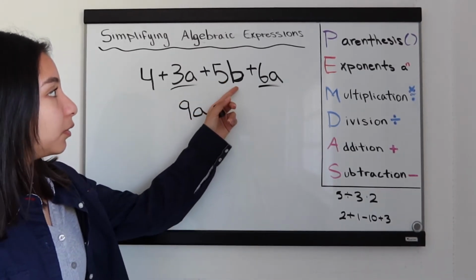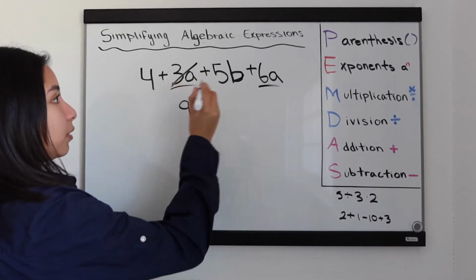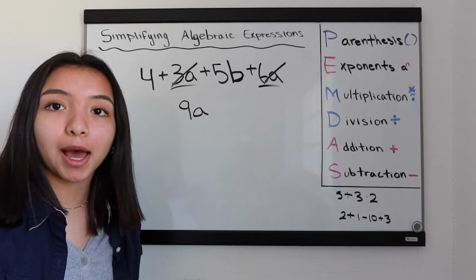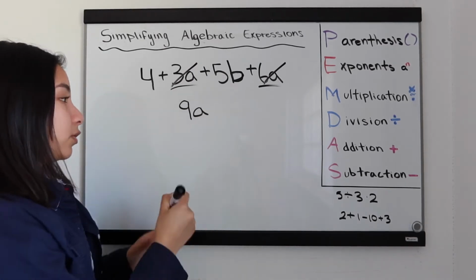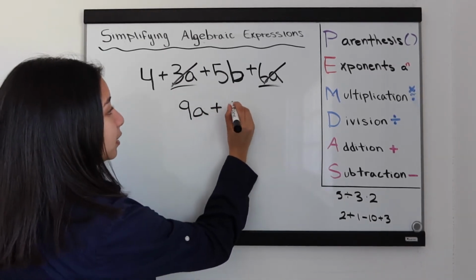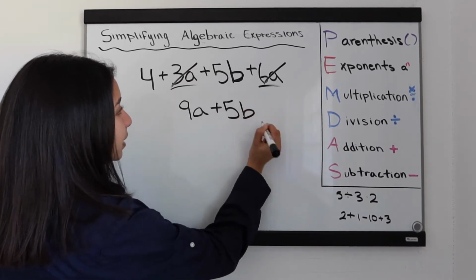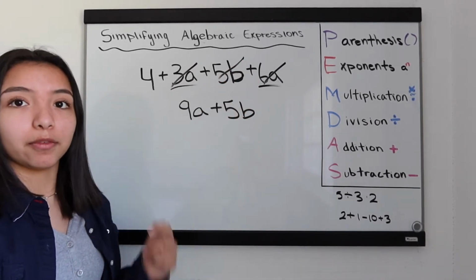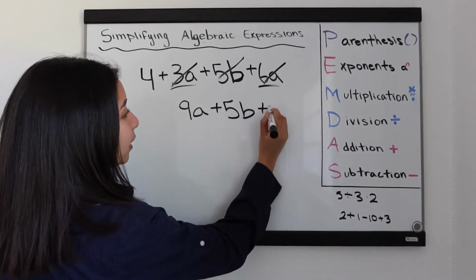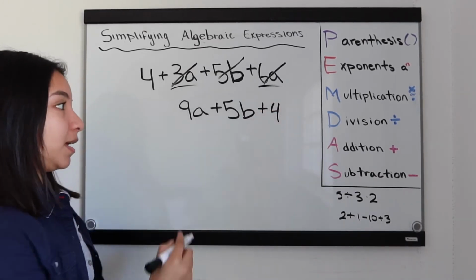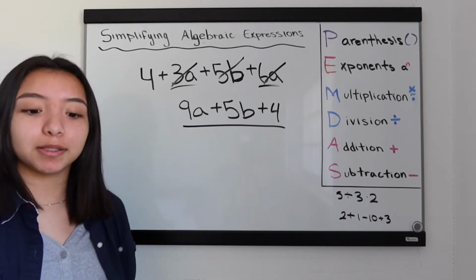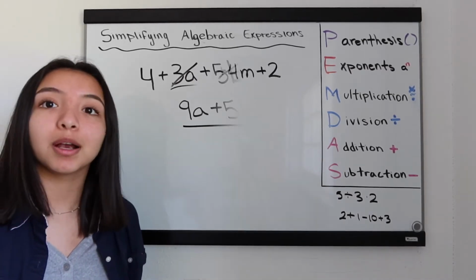Alright, so then let's look for b's. This one's already out, this one's already out, so it can't be that. 4 does not have a variable, so it's not that. So 5b would be by itself, so 5b. Then the only thing you have left would be that 4. So then you would just add that 4, and there is your simplified answer: 9a plus 5b plus 4.